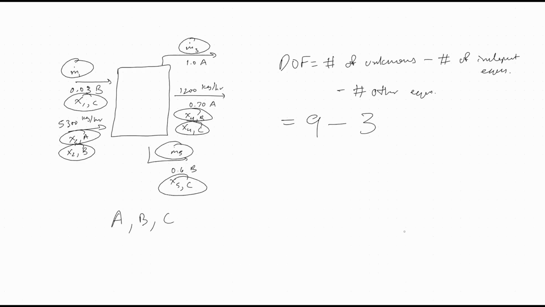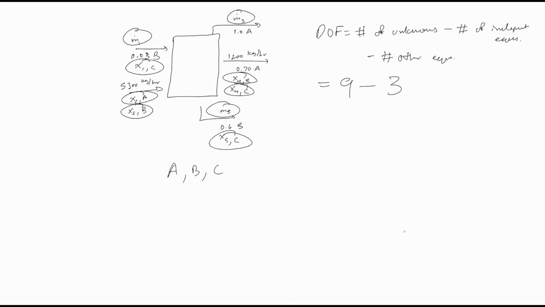And lastly, we need to look at the number of other equations. What other equations can we put in here? We might say, okay, well, x1C can be related to 0.03 for B. These fractions must sum to 1. So we can see that x1C is equal to 1 minus 0.03. So this is one equation.